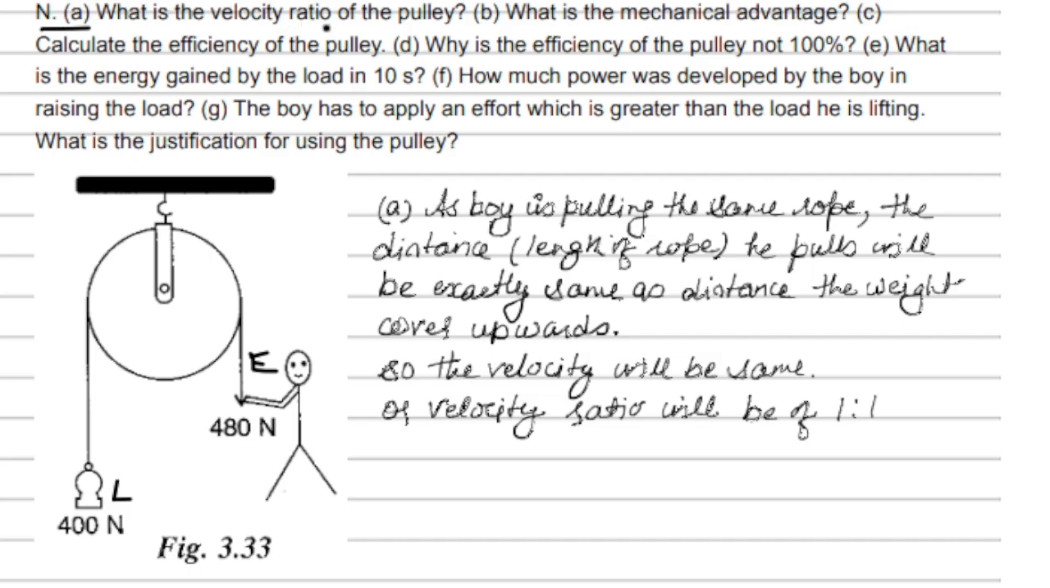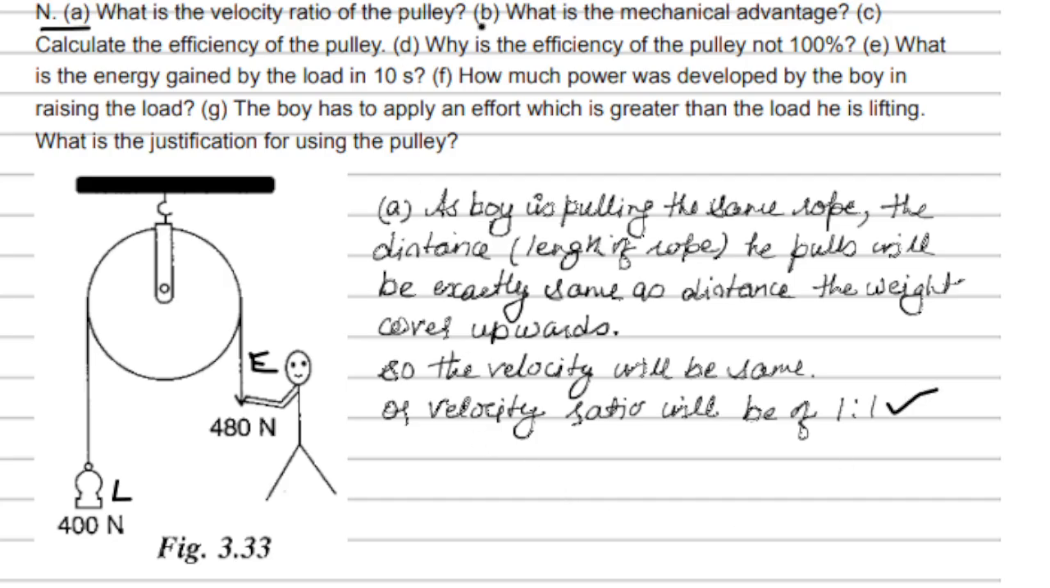First, A, what is the velocity ratio of the pulley? Velocity ratio has to do with the geometry. If you see how much the effort arm is moving and how much the load arm is moving, that ratio is called velocity ratio. Because it is a single rope here, whatever distance this guy will pull down, the same distance this load will cover. So the velocity ratio will be 1.